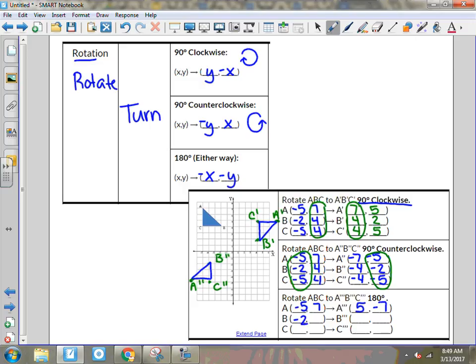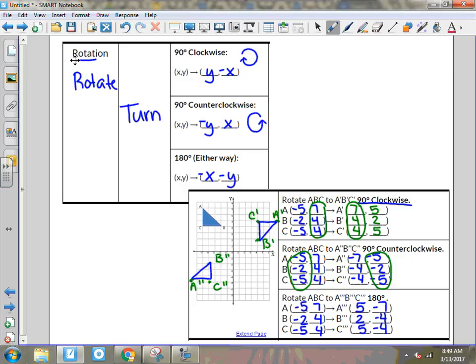Our -2, 4 is going to turn into 2, -4. So we're just taking the opposite and keeping those numbers in the exact same spot. So -5, +4 is going to turn into 5, -4. So what that looks like, because it's almost going to complete our little pinwheel.